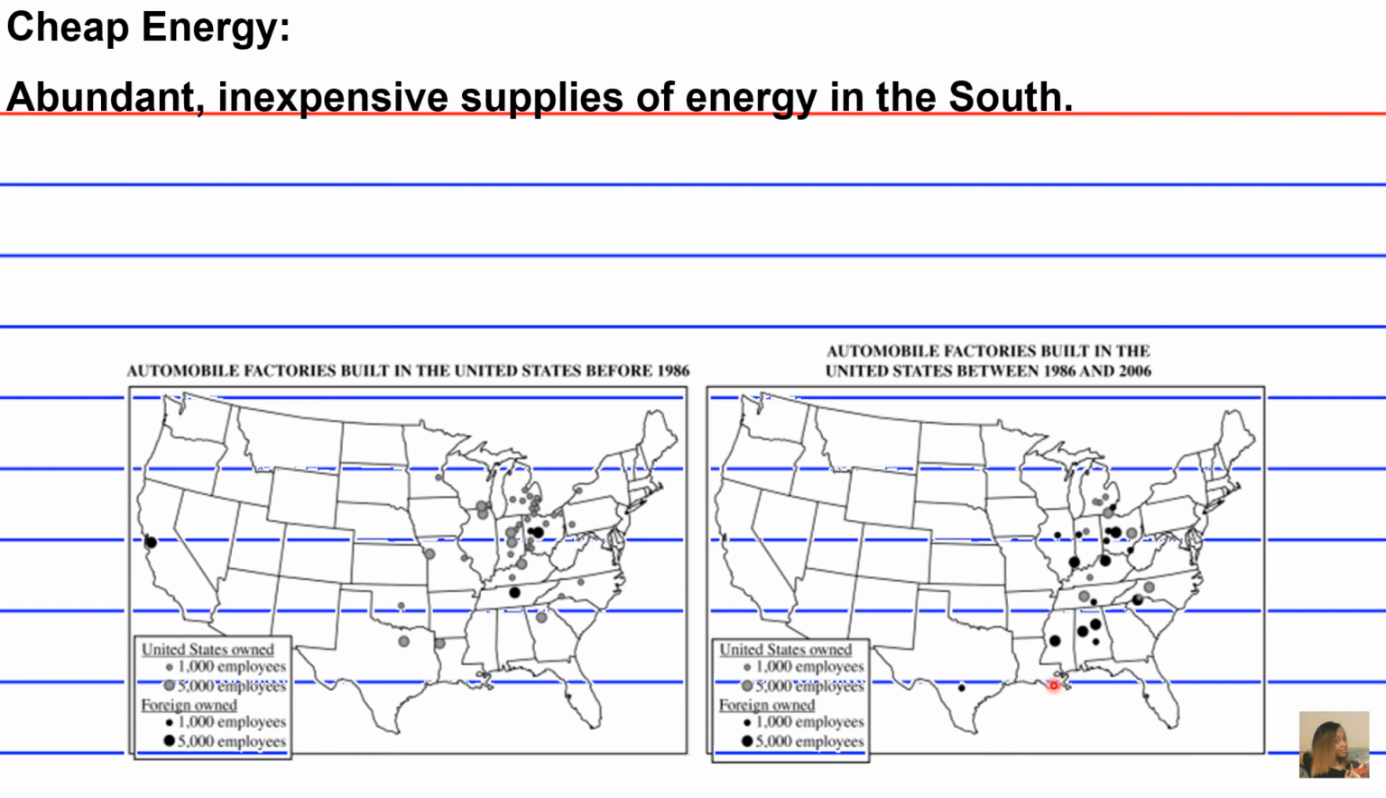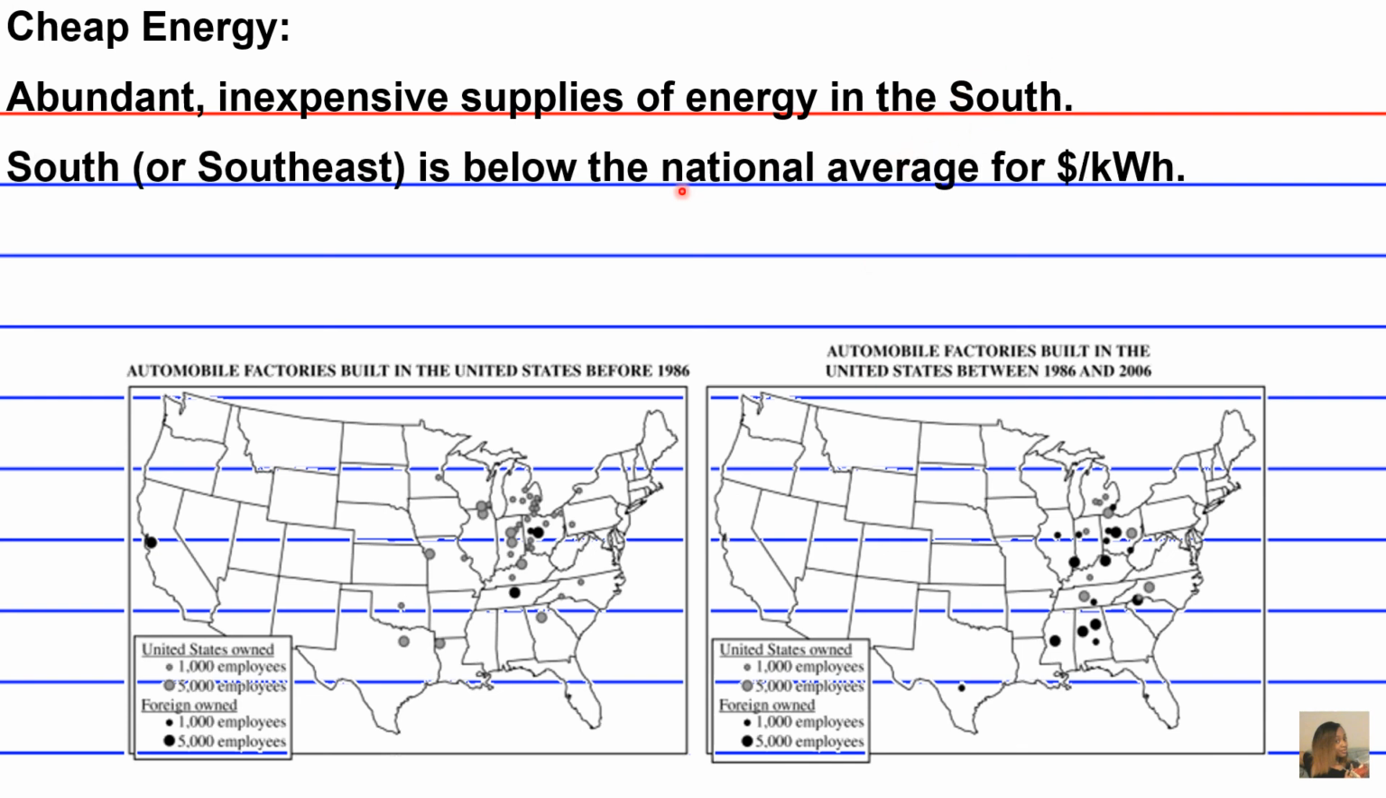All right, so energy is abundant and inexpensive in the South relative to the North. The South or Southeast Sun Belt region, which is over here, is below the national average of cost in dollars for kilowatt hours, and kilowatt hours is the unit of measurement of energy of electrical power. Okay.